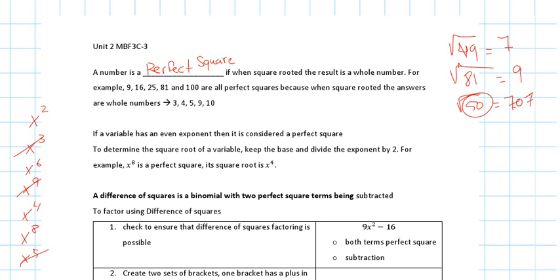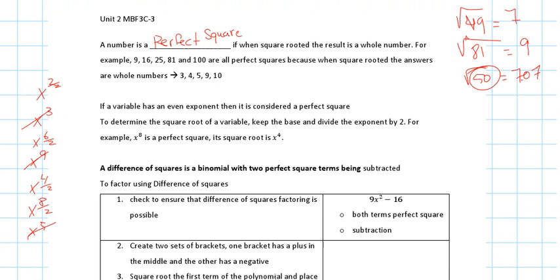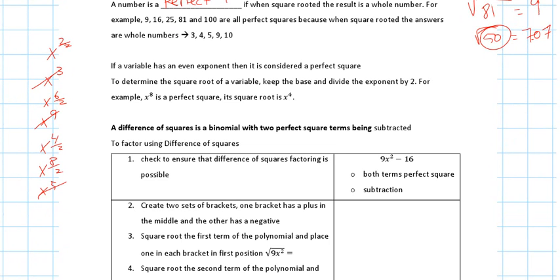That means they're divisible by 2. I can divide this by 2, I can divide this by 2, and so on and so forth. So if the exponent on the variable is divisible by 2, it's an even number, then it's a perfect square. And to determine the square root of it, you just have to divide the exponent by 2.